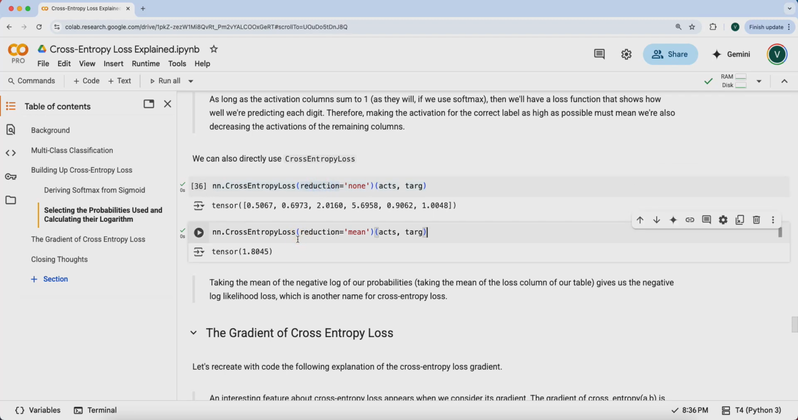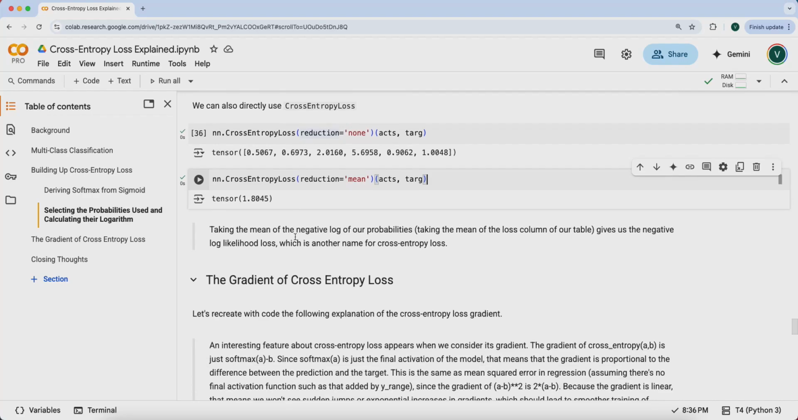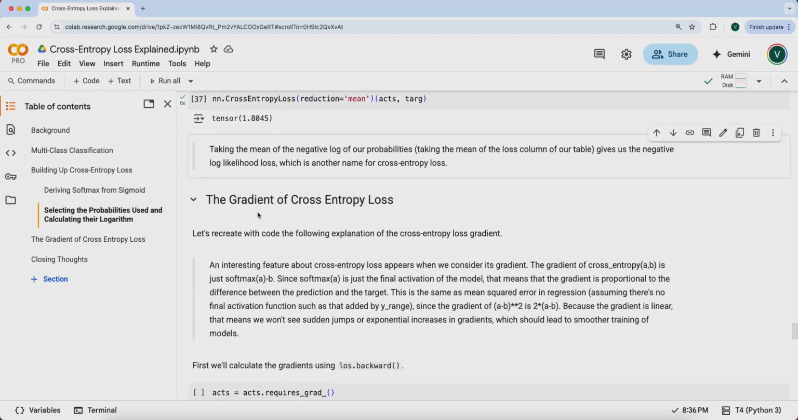So I mentioned earlier that one of the motivations for me going back and looking at the cross-entropy loss was to understand how small changes in a batch size and in the actual activations and the probabilities propagate down through the gradients that result from this loss calculation. So I kept going in the textbook, and they talk about the gradient of cross-entropy loss. So we're going to recreate this following explanation with code.